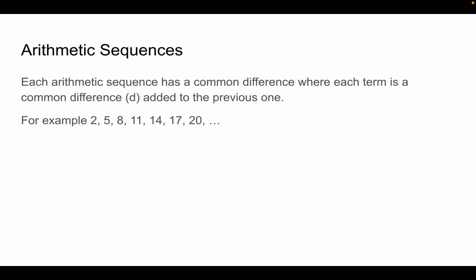For example, 2, 5, 8, 11, 14, 17, 20 would be an arithmetic sequence because the common difference is 3, and when we go from 2 to 5, we add 3 again, add 3 again, add 3 again, and you get the point. Also, the common difference can be negative, so we add -2, -2, -2, -2, or you can think of it as subtracting 2.